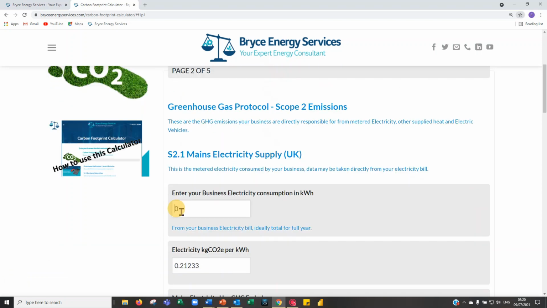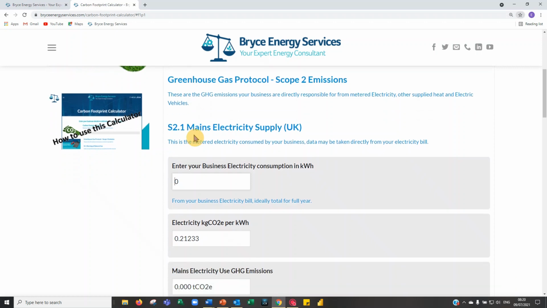Next. So now we're on to Greenhouse Gas Protocol Scope 2 emissions. And these are from electricity. So your electricity bill, any other supplied heat. So that could be if you're on a district heating system, or electric vehicles that are used for business use. And that's actually a new one this year.